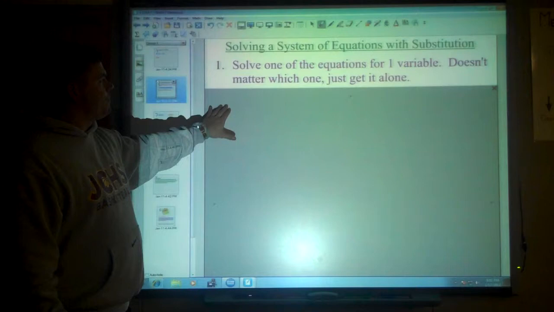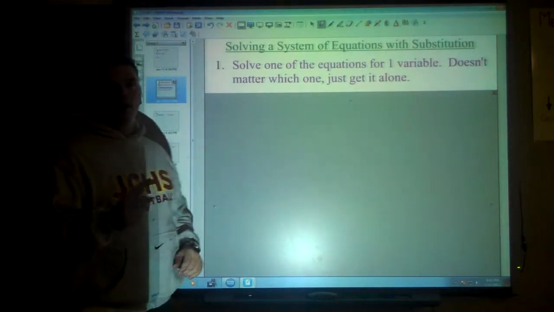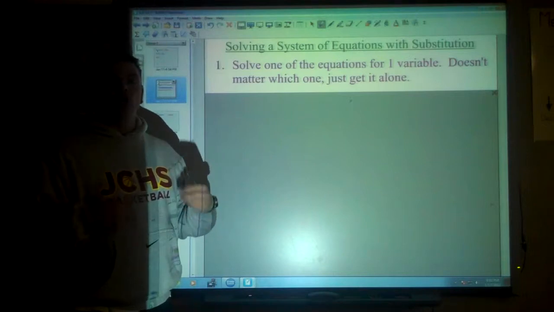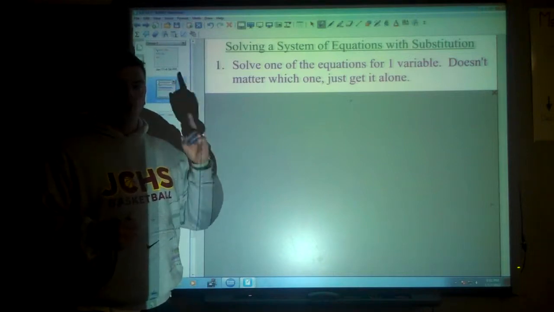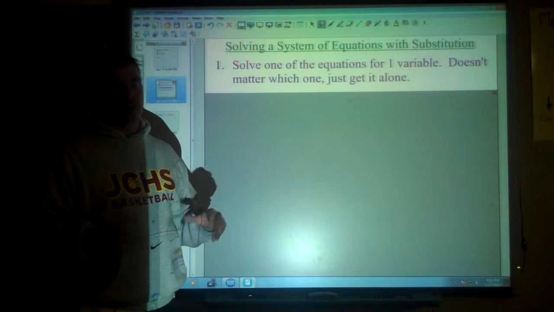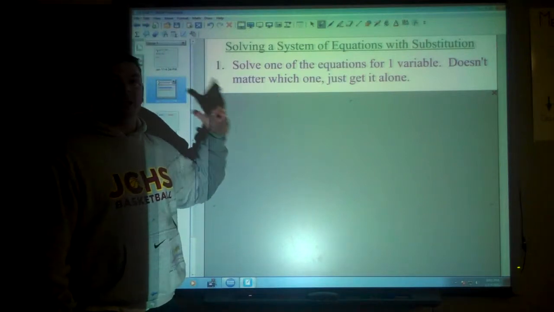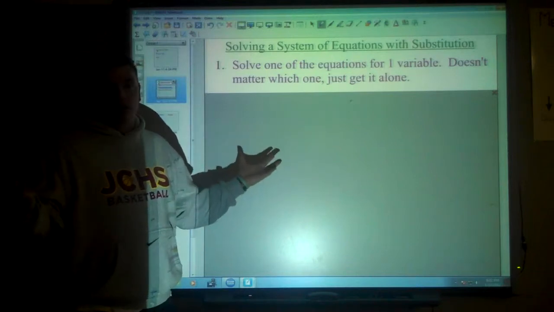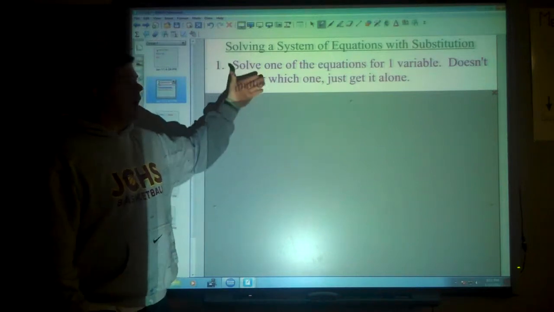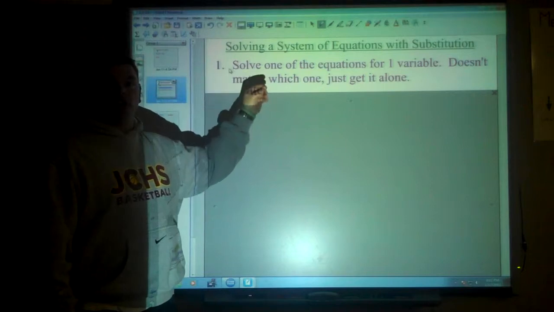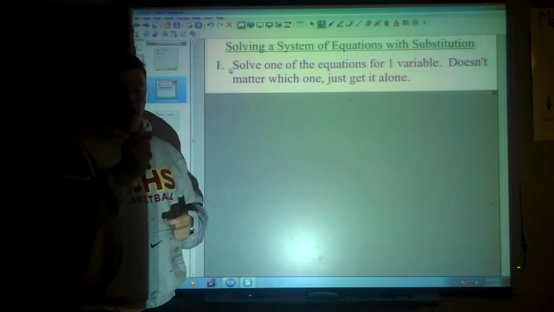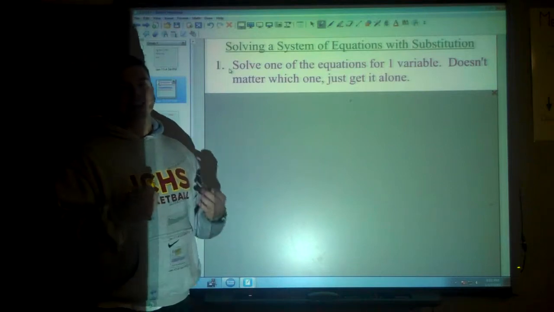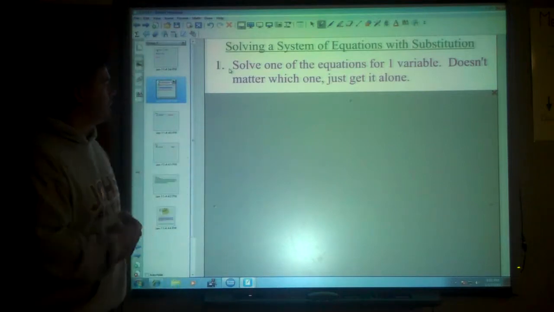The first step of all is you want to solve one of the equations for one variable. It doesn't matter which equation and it doesn't matter which variable. Your objective is you must get one variable completely by itself. Maybe that's already been given to you. Maybe it's in slope-intercept form, y equals mx plus b, in which case y is alone and you'd be great. But if it's not, you might have to readjust so that something, whether x or y, or maybe in your equation a's and b's, is alone. One of the variables must be alone.